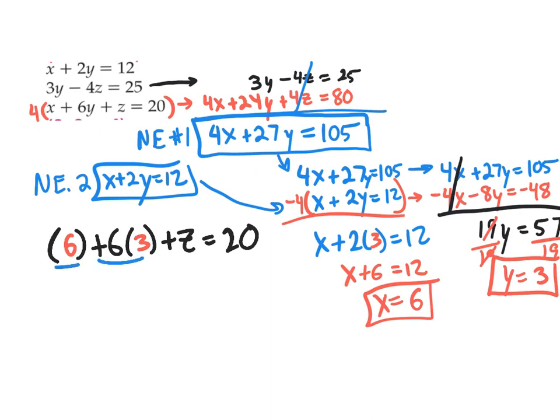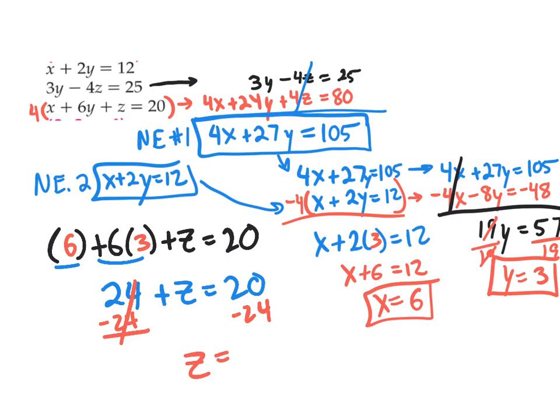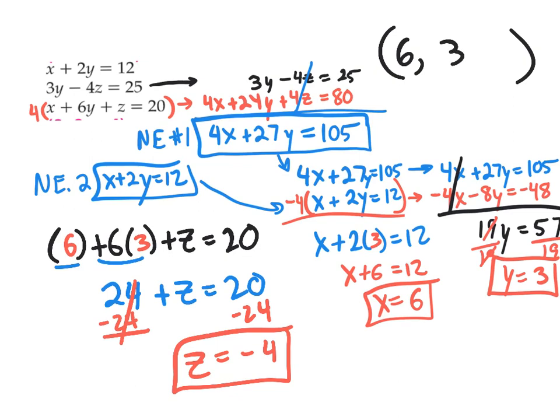6 plus 18 is 24. 24 plus z equals 20. Get rid of the 24 by subtracting 24, and you will get z equals negative 4. So there's your answer. Let's write it as an ordered triple: x is 6, y is 3, z is negative 4. So there's the answer to this one.